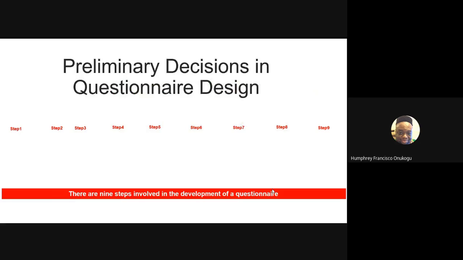Preliminary decisions in questionnaire design. Here we are going to look at 9 steps that we have to follow in designing the questionnaire. The first step is you need to decide the information that is required. I said this before. Are you looking at qualitative, quantitative, or the mixture? You need to decide the information that is required.